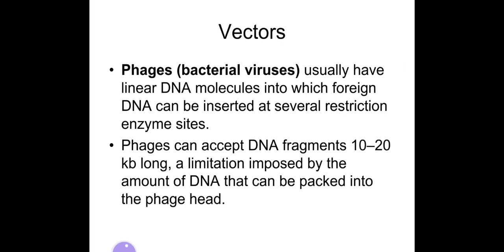The second type of vectors are the phages. They are bacterial viruses, also called bacteriophages. They are the viruses which attack bacteria, so they are called bacteriophages. Their DNA can act as vectors.